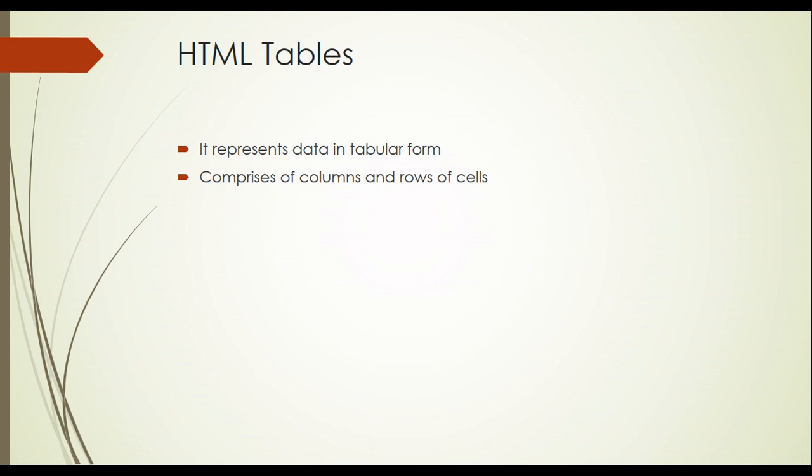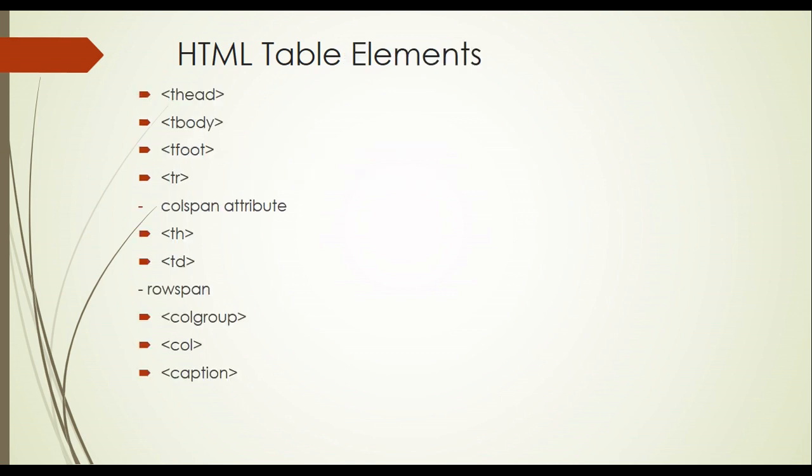Now, the HTML table element consists of the thead tag, which defines a table header, the tbody tag, which defines a table body, the tfoot tag, which defines a table footer, and the tr tag, which defines a table row. Then in this table row, we have what they call the colspan. The colspan attribute defines how many columns a cell should span.